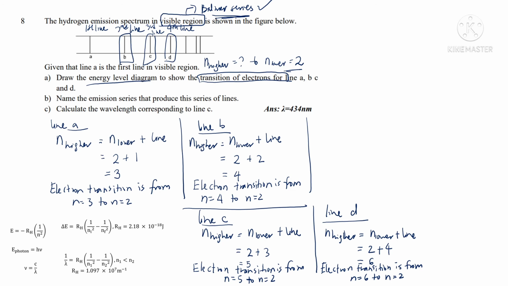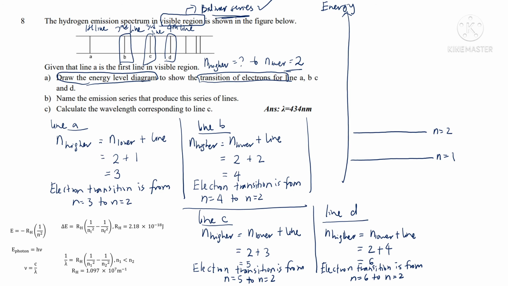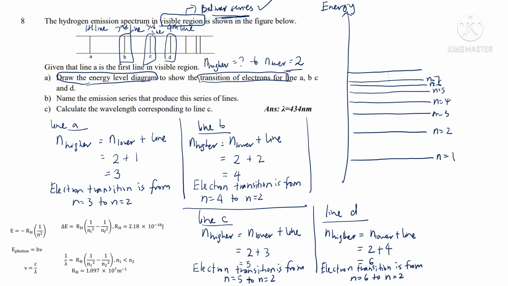The question asks us to draw the energy level diagram to show the electron transitions. Therefore, to draw the energy level diagram, first we need to draw the energy axis, and then the energy levels n equals to 1, n equals to 2, n equals to 3, n equals to 4, n equals to 5, n equals to 6, n equals to 7, and then dot dot dot. At infinity, many energy levels overlap with one another.